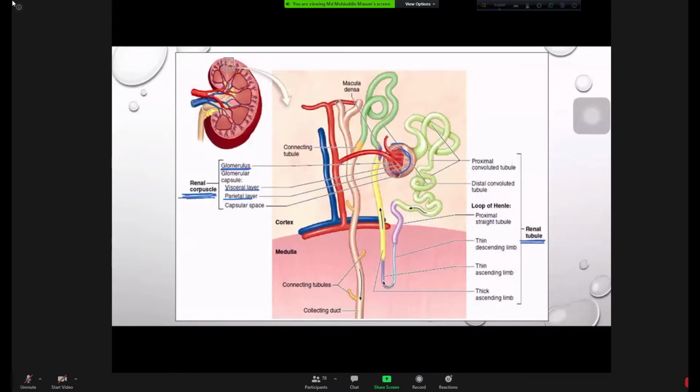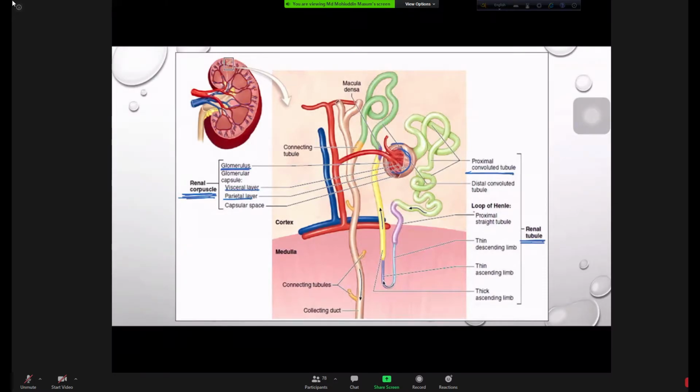Then the renal tubules. The renal tubule is a long tubule and it contains different parts. In the proximal part, there is a convoluted part, called the proximal convoluted tubule. And in the distal part, there is another convoluted tubule, called the distal convoluted tubule.